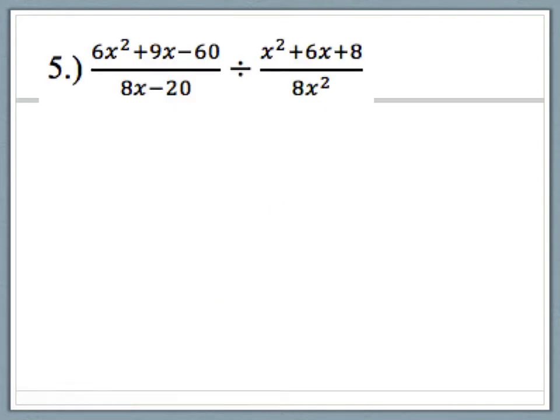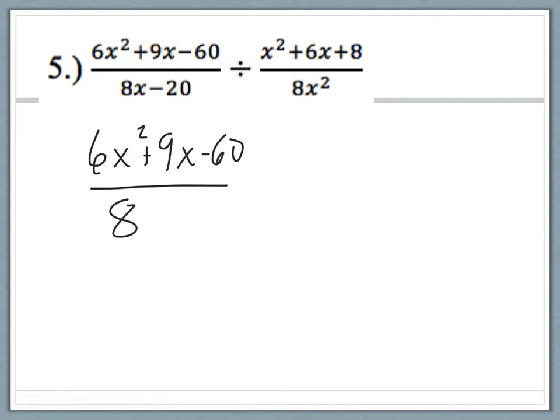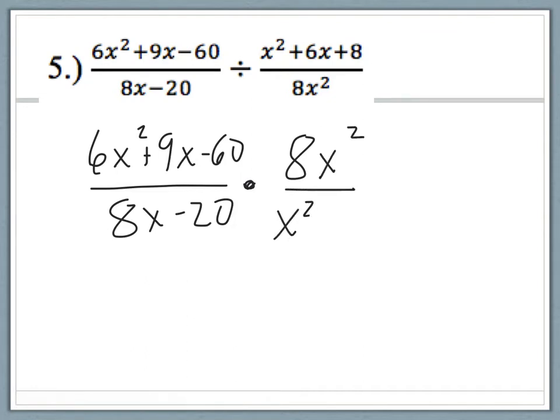So essentially we're going to do the same thing that we were doing earlier with multiplying, but the first thing we need to do is copy, change, flip: keep our first fraction, change it to multiplication. So I'm going to have 6x squared plus 9x minus 60 over 8x minus 20 times 8x squared over x squared plus 6x plus 8. You're going to really want to make sure you write it out, because the biggest mistakes people make is they goof up when they flip it and don't just try to rewrite it. Now this is exactly the problems we were doing earlier. We can't cross things out yet. We have to try to factor.